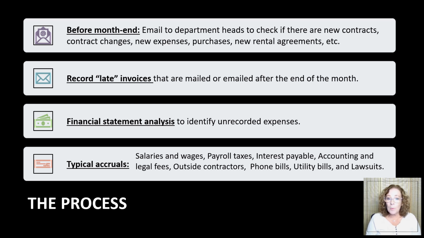Then another way accountants find unrecorded expenses is through financial statement analysis, which involves looking through the income statements for the prior month and comparing them to the current month. Is there an expense account that looks much higher in the prior month than in the current month? In that case, you'd look at the details of the account for the prior month to see if there are recurring expenses in the prior month, but there aren't the same expenses in the current month.